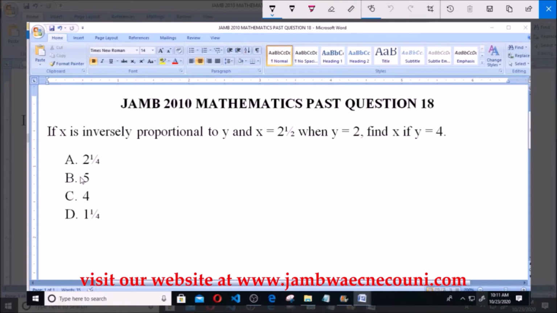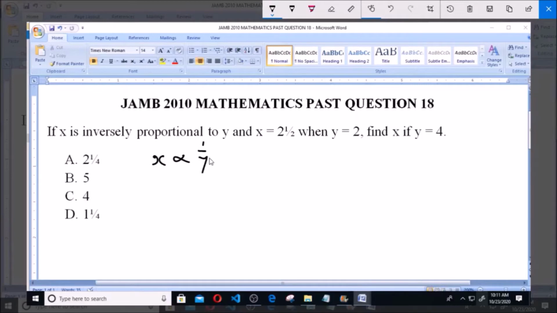Now this is an inverse proportion, whereby we're given that x is inversely proportional to y. Introducing a constant, the proportionality sign will change to an equation sign. So we have x is equal to k over y. Now when x equals 2.5 and y equals 2, we have 2.5 equals k over 2. Now we are trying to establish the equation connecting x and y. So 2.5 is the same thing as 5 over 2, equals k over 2.